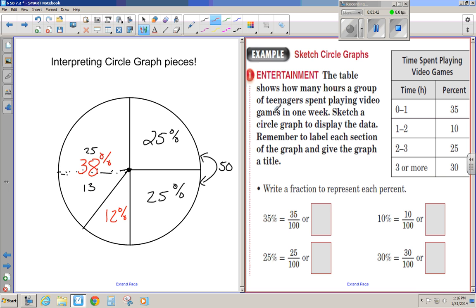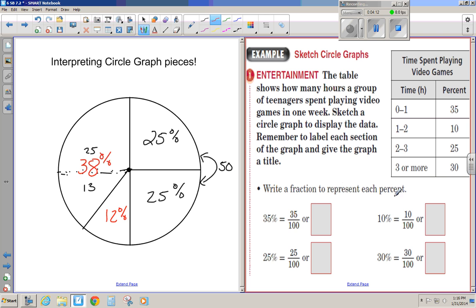So let's look at our first example. Here's a table. These are the percentages. The times 0 to 1, 35%, 1 to 2, 10%, 2 to 3, 25%, and 3 or more hours, 30%. We will now need to sketch a circle graph to display the data. And remember to label each section. So let's take a look at how this is set up.